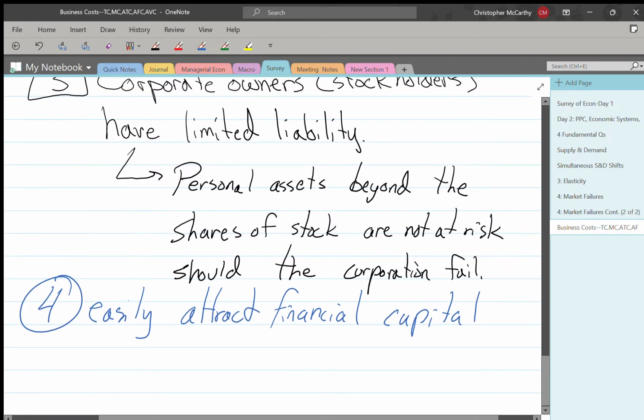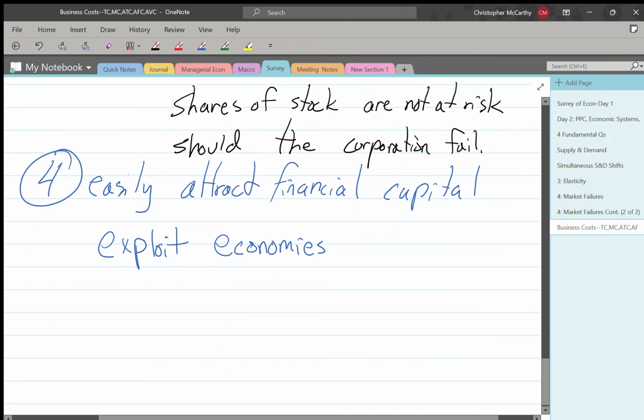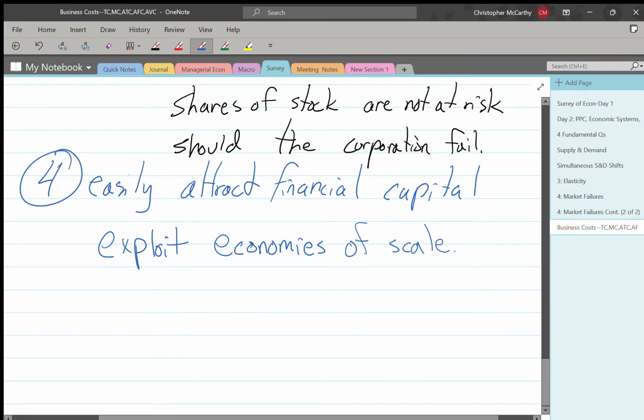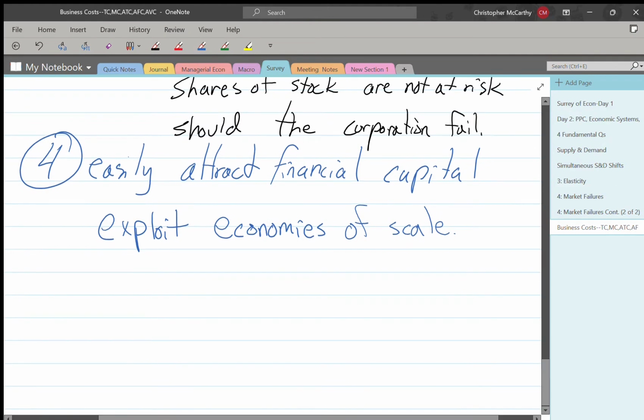And they can exploit what we're going to talk about towards the end of class today, beginning of class on Thursday, these things that are called economies of scale. So essentially, the larger that you are, the cheaper it is to produce things. So the larger that you are, the easier it is to lower your cost and kind of drive other producers or new producers out of business. So we'll talk about that towards the end of this chapter.